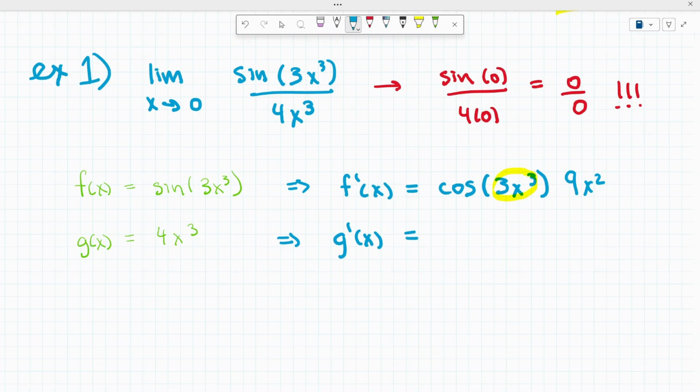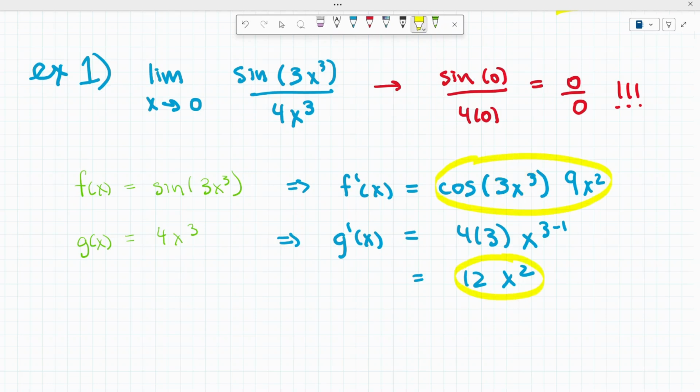Okay, and now let's find g prime. Here we can simply use power rule. So we've got 12x to the power of 2. If I were to write that out, we'd have 4 times 3 times x to the 3 minus 1 according to power rule, which gives you 12x squared.